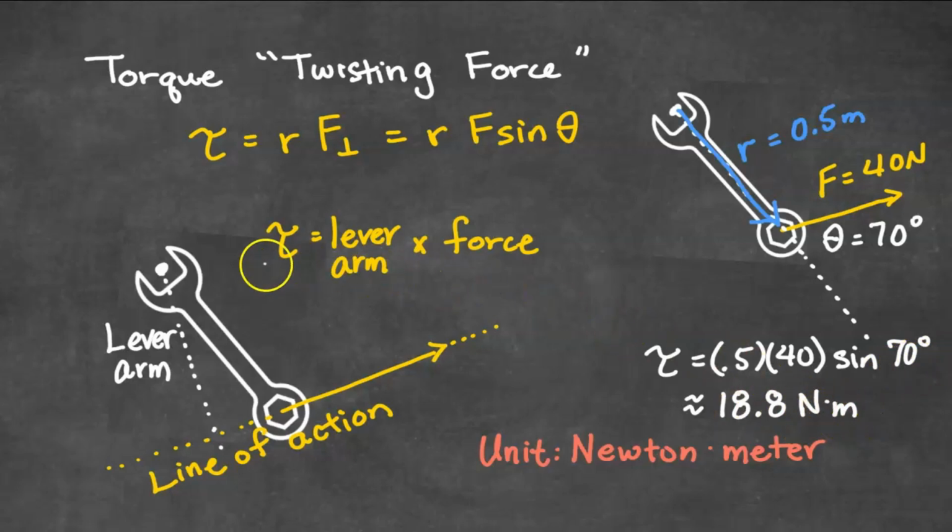There's another way to calculate torque, which is to use the lever arm times the force. Here we have the force, and we've drawn a dotted line along it, and we call this the line of action. And here is another dotted line. This we're labeling the lever arm. So the lever arm is a line that goes through the axis of rotation and is perpendicular to the line of action. And if you know the lever arm and you know what the force is, you can multiply those two and get the torque as well.